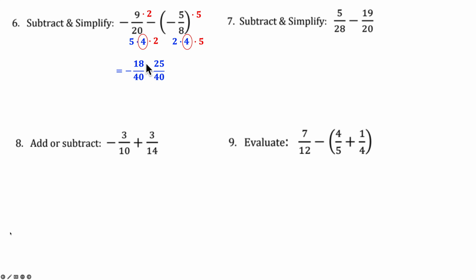All right, here we go. Signed numbers. 25 is bigger. It's going to be a positive. Signs are different. Subtract 25 minus 18 is a positive 7 over 40.